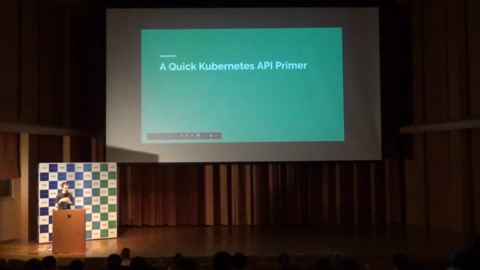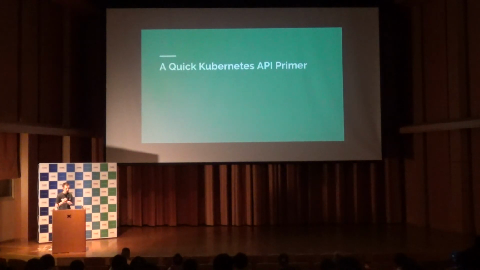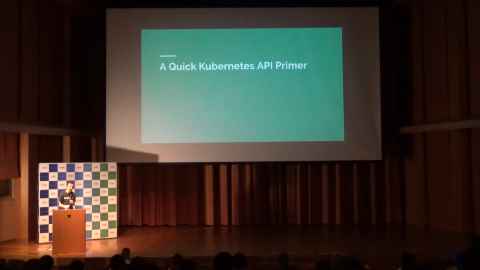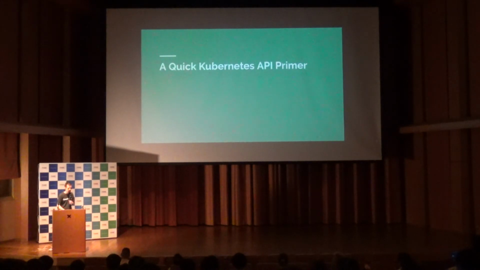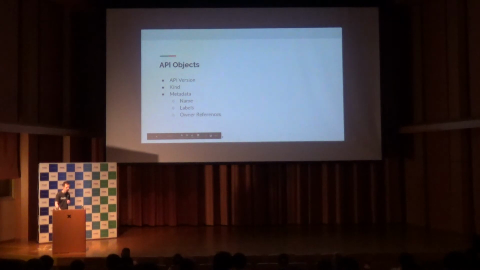Before we talk about exactly how you would do that, I'm going to take a step back and talk about the API itself. I want to do a quick Kubernetes API primer and talk about the architecture of the Kubernetes API. The Kubernetes API is a normal REST interface. They also have a gRPC interface, but most end users would not use that.